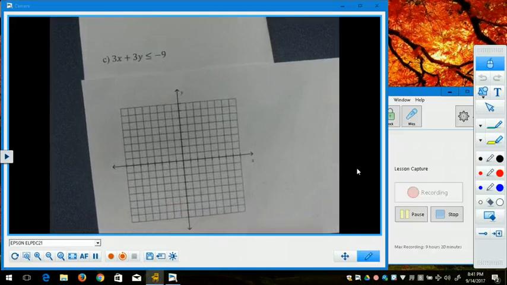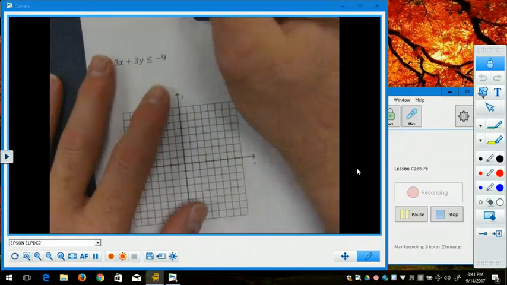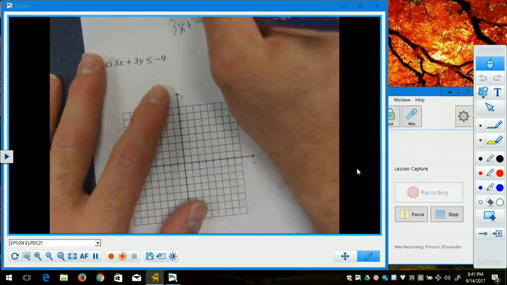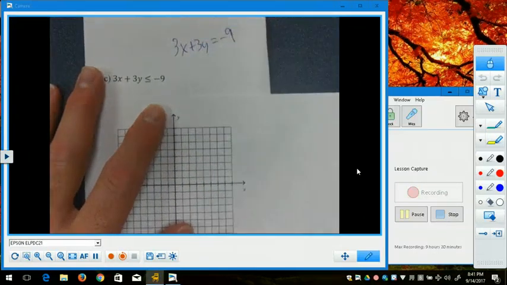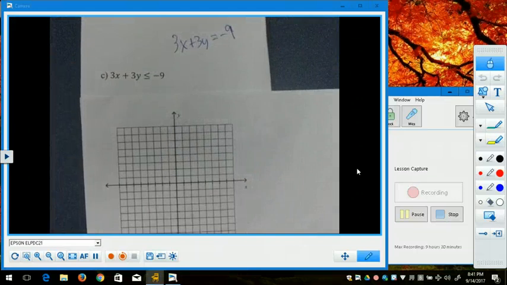If you prefer slope-intercept form, you can pretend it's an equation and solve for y, although that's not always going to work for things that are in standard form. So I would recommend using the x and y intercepts to graph this. Use that to get your line, then decide whether you should use solid or dashed, and then test a point. All right, welcome back.